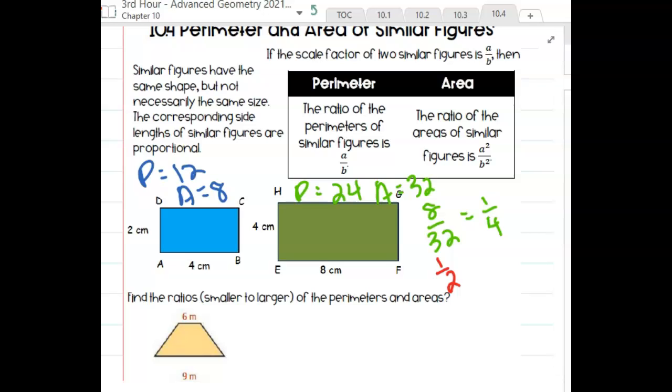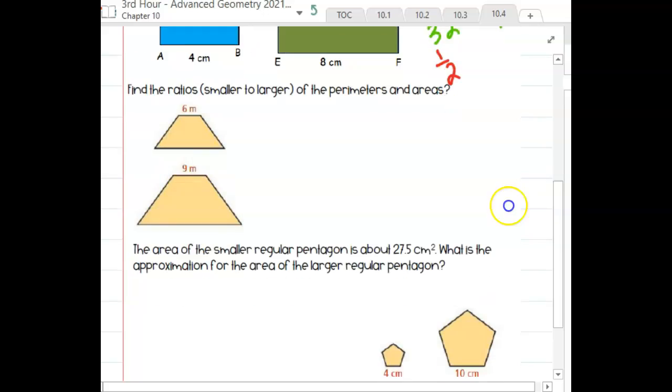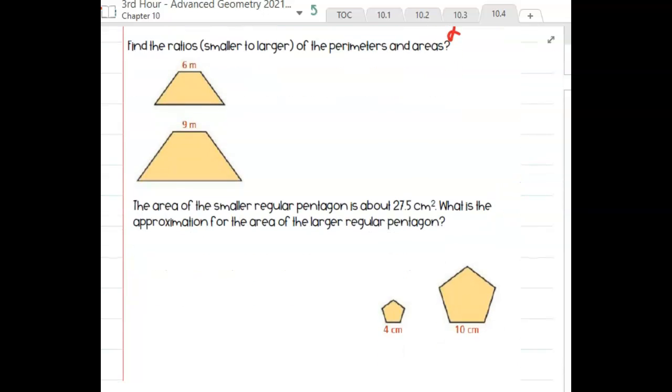Now, we're going to do a couple of different things with this today. All of them are pretty simple, but the first thing we're going to do is just practice writing these ratios. So we want to find the ratio of the smaller to the larger. So a ratio is the comparison of two numbers. So I want to find the ratio of the perimeters and the areas.